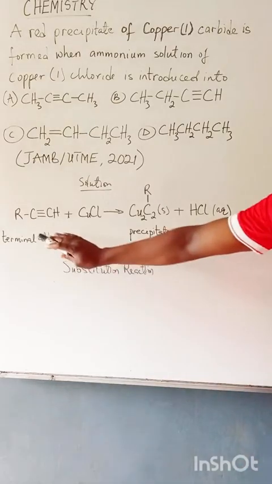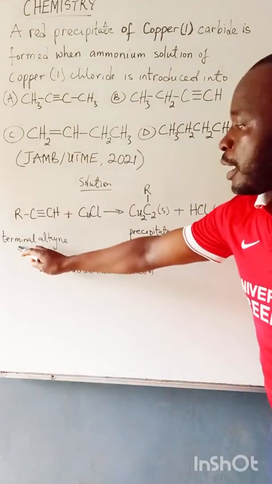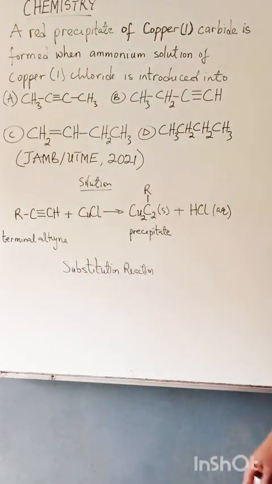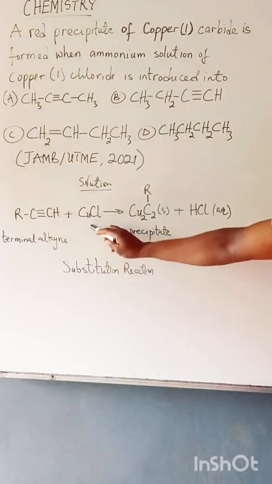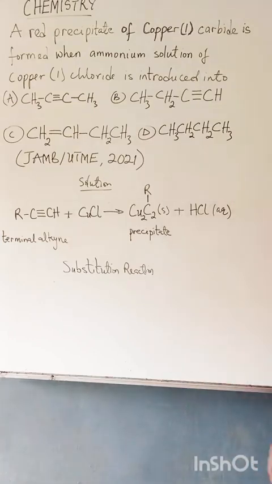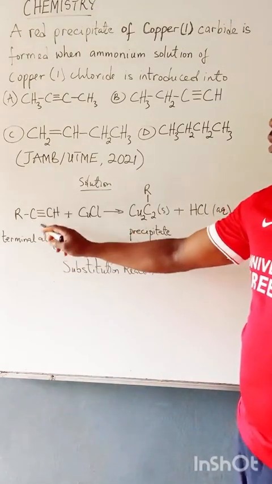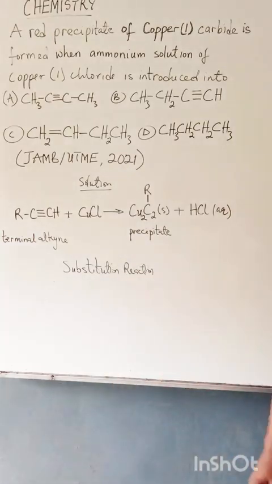A reaction has been illustrated, and in the reaction we have a terminal alkyne reacting with copper 1 chloride to give us a precipitate, a terminal alkyne. What is a terminal alkyne? A terminal alkyne is an alkyne which has its carbon-carbon triple bond at the end at position 1.